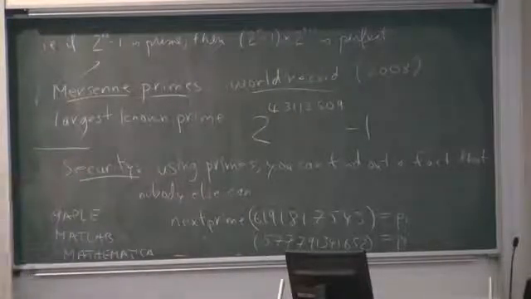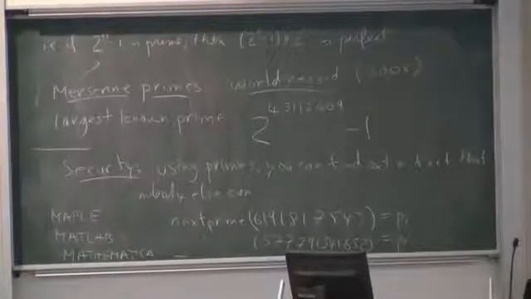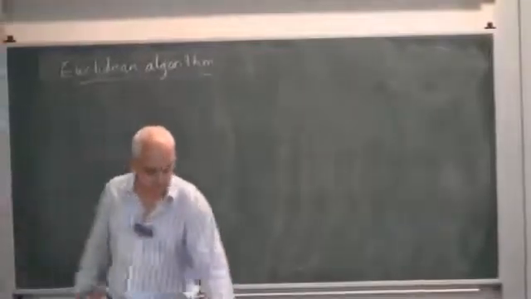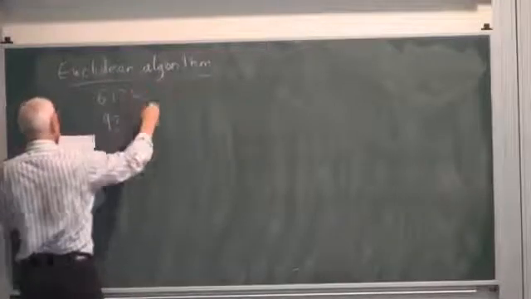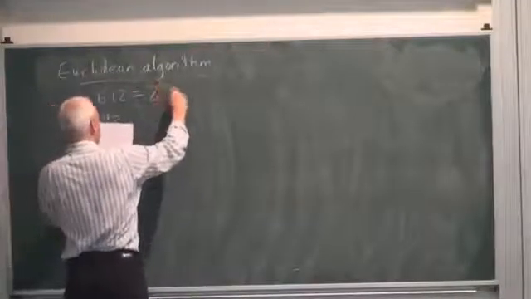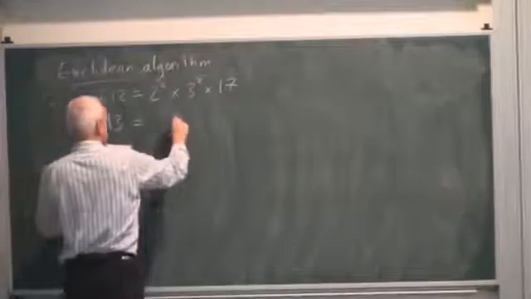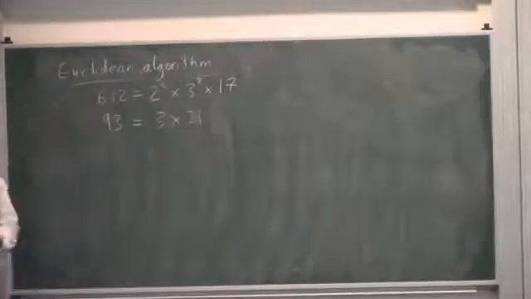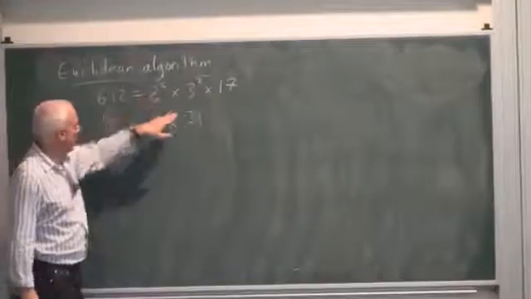But now I want to tell you about a very important Euclidean algorithm. Suppose we have two numbers, and we'll just illustrate this with an example. Suppose I have the numbers 612 and 93. I've already told you that 612 is 2 times 2 times 3 times 3 times 17. And we could factor this one. 93 is 3 times 31. So, two somewhat random numbers. And here are the prime decompositions of these numbers.